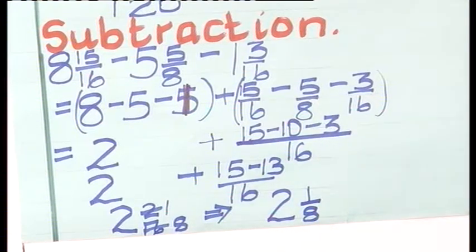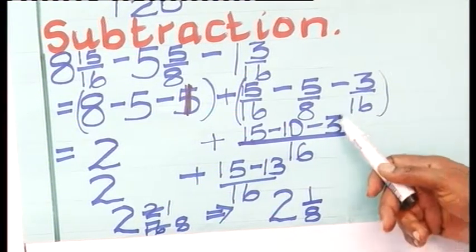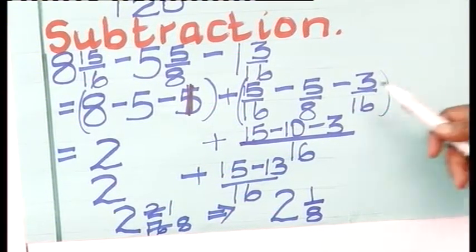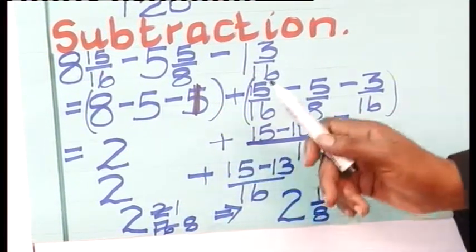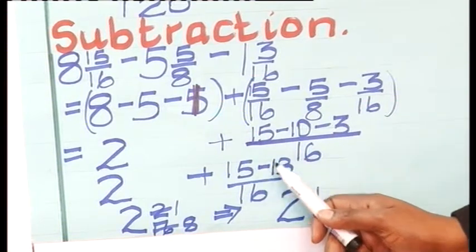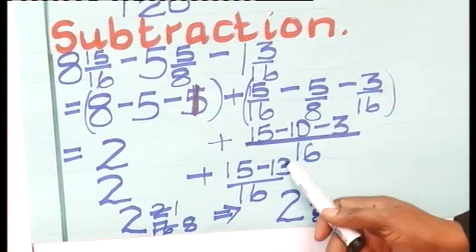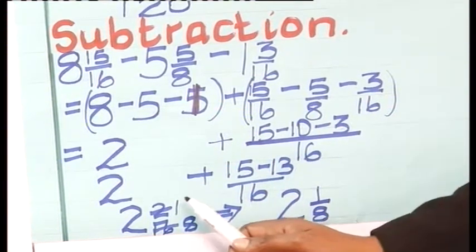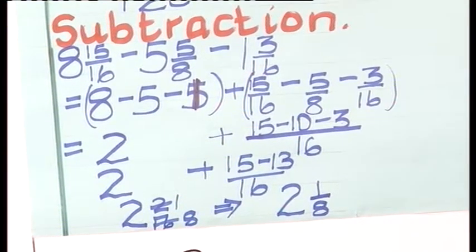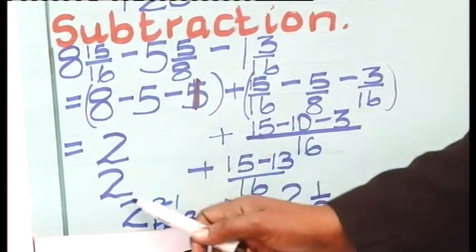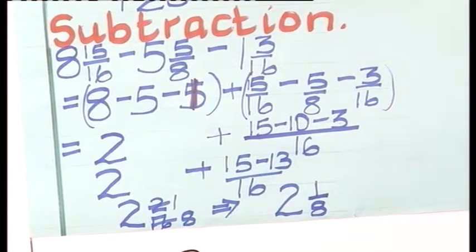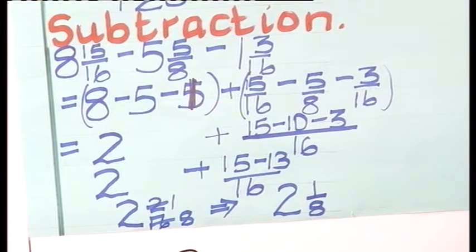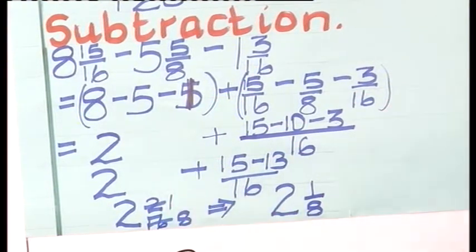The easiest thing, since the 10 and the 3 are to be taken away, it's good to add them, and then you take away from 15. So you get 15 minus 10 plus 3, which is 13, and you get 2. So the answer will be 2, and remember to keep on dropping your 2 so that you don't forget it. So the answer will be 2 as a whole number and 2 over 16.